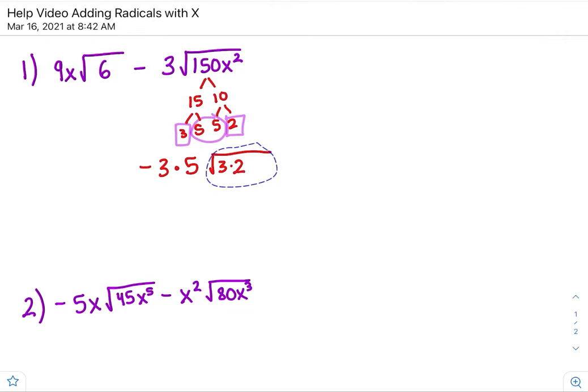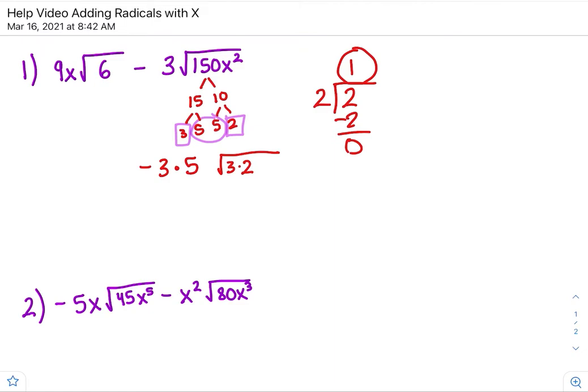Now let's take a look at our variable. We have x to the second, so 2 divided by the root, and the root of a square root is 2. 2 goes into 2 once with no remainder. So this 0 means there's no x's on the inside of the square root, but since 2 goes into 2 once, there will be one x on the outside. So we're going to put an x there.